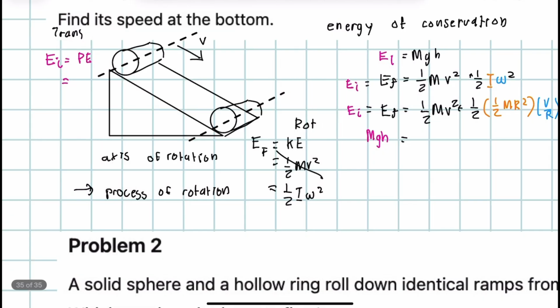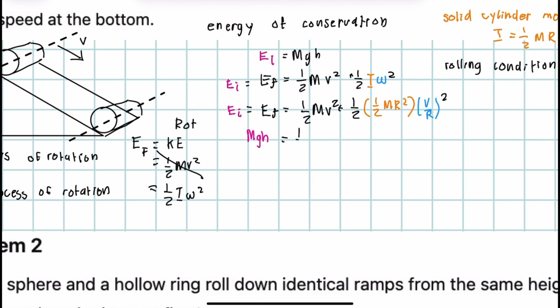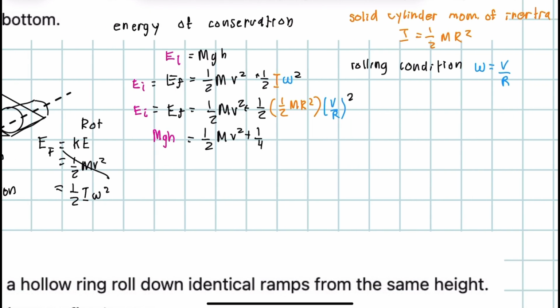Okay, so this is just all going to be equal to 1/2 mv squared plus 1/4 mv squared, because you just multiply these two together. 2 times 2 is 4. And you distribute. Also we see that the r squared cancels out with this r squared, because when that distributes down there, you're just left with the v squared.